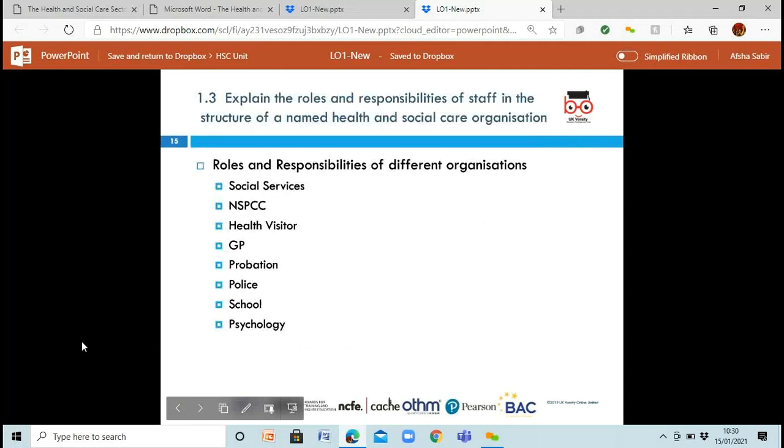Right, so we're going to be looking at the roles and responsibilities of different organisations. So we've got the social services, NSPCC, health visitors, GP.